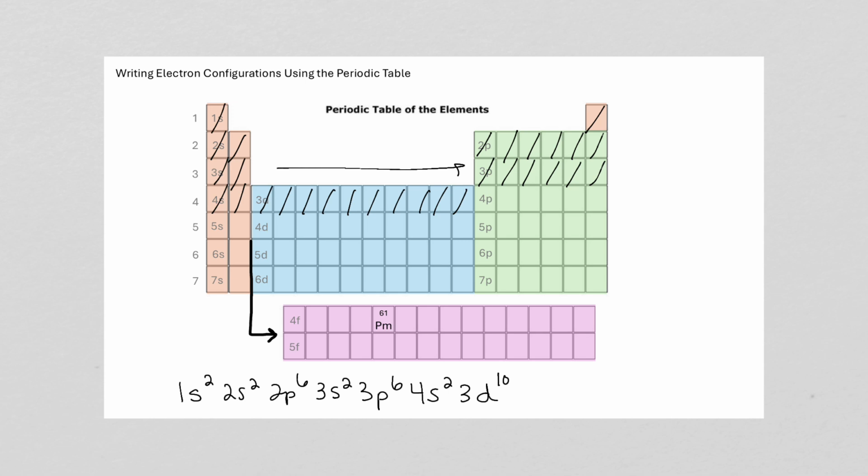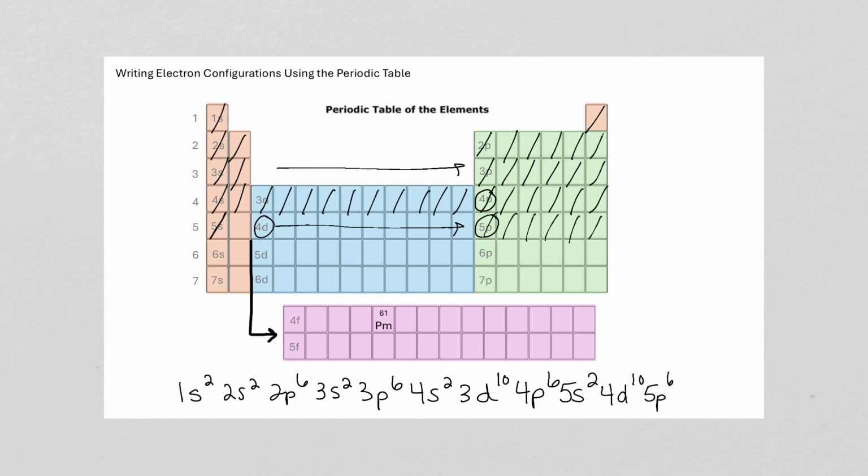And now I'm back into my main group. So now I go up to 4p. 1, 2, 3, 4, 5, 6. 4p6. Now down to the next row. I'm in energy level 5, row 5 of the periodic table. So 5s2. And now I'm in my 4d. 4d, if I go across here, that's 10 altogether. Now I'm back in my P block, so I'm back up to energy level 5. 5p6. 1, 2, 3, 4, 5, 6.